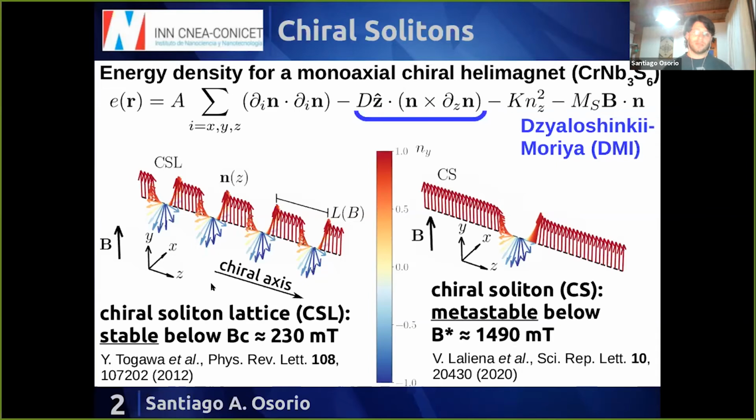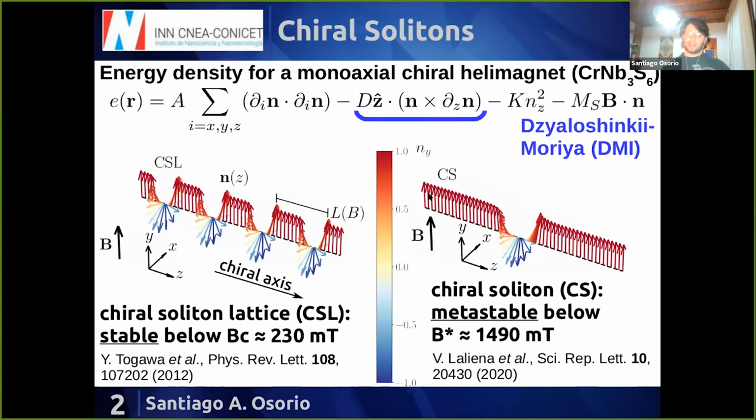The first of them is the exchange energy. The second is the Dzyaloshinskii-Moriya term. And the third one is the uniaxial easy-plane anisotropy. And we also include the Zeeman term with the magnetic field pointing along the y direction, as shown here.